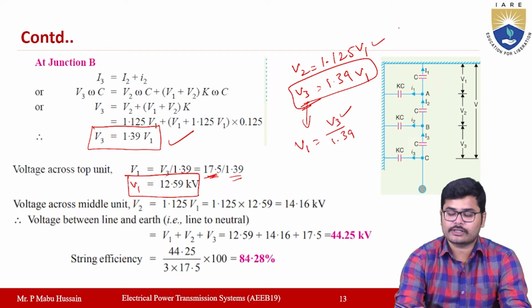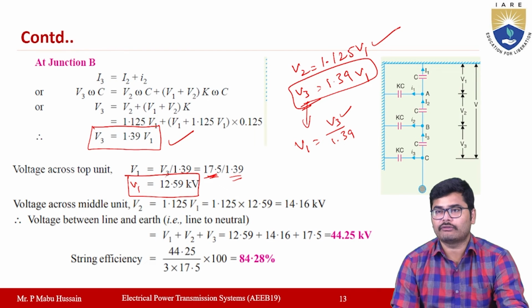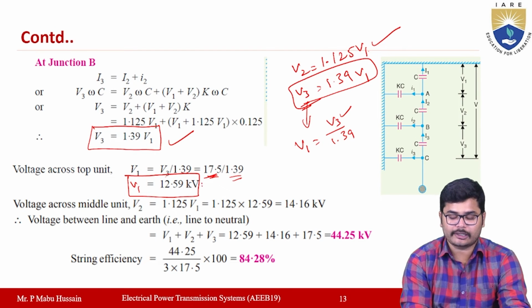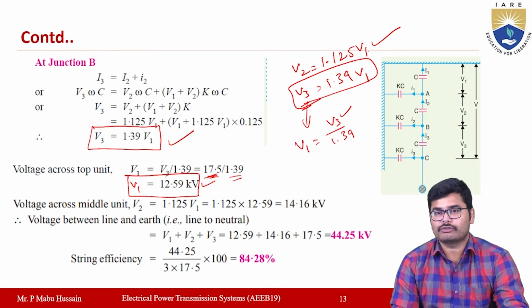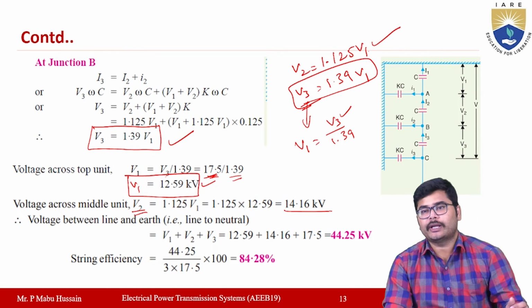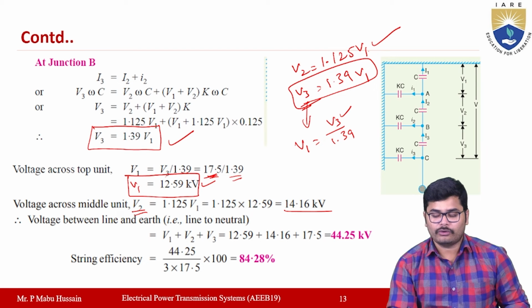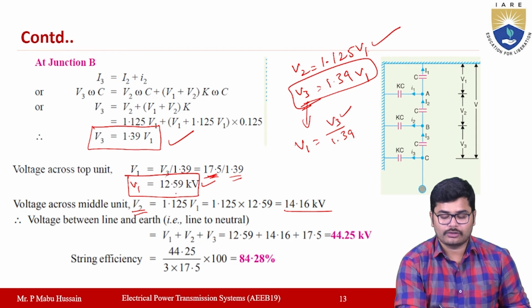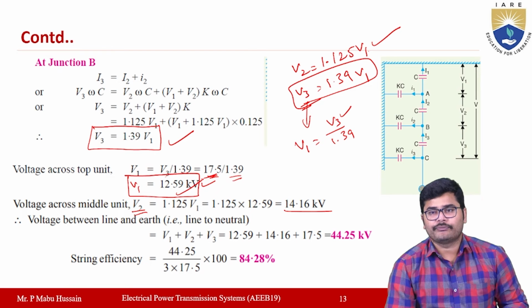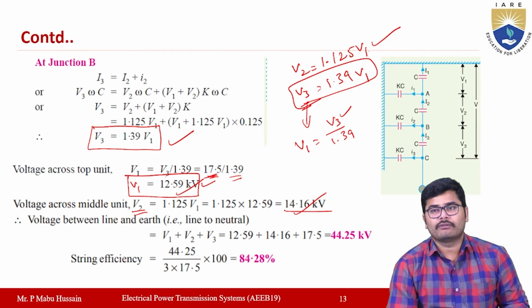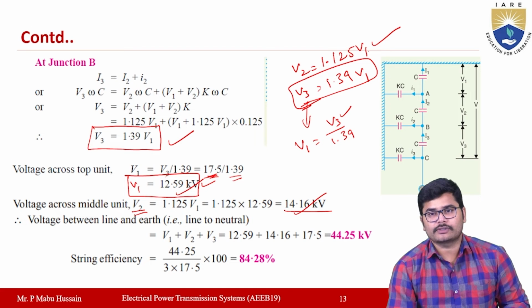Using the earlier equation, you can find V2. V2 is equal to 1.125 V1, and with V1 calculated as 12.59, you get V2 equal to 14.16 kilovolts. Now you have all the voltages: V1 is 12.59 kilovolts, V2 is 14.16 kilovolts, and V3 is given in the problem as 17.5 kilovolts.